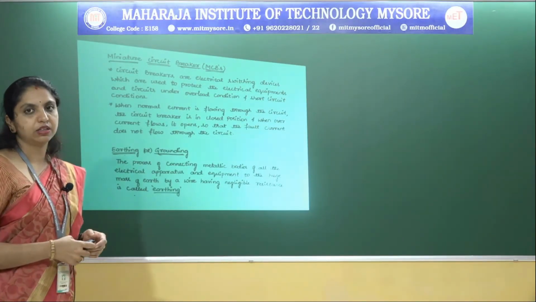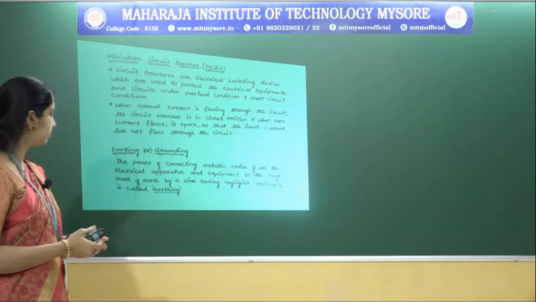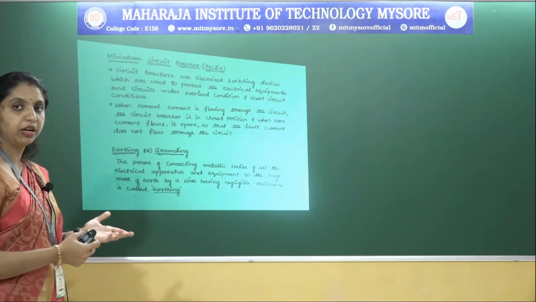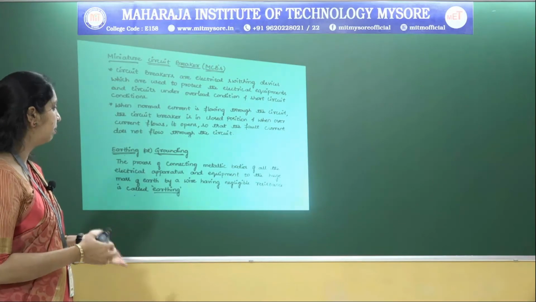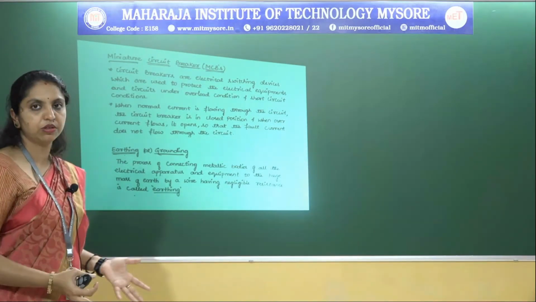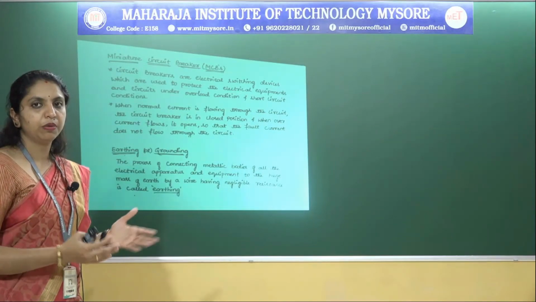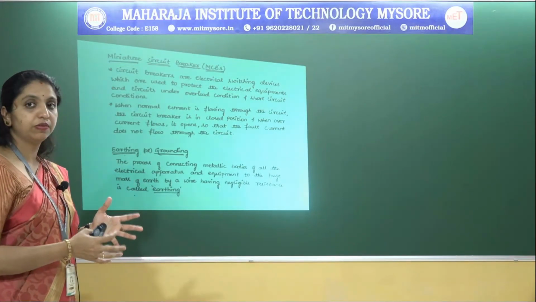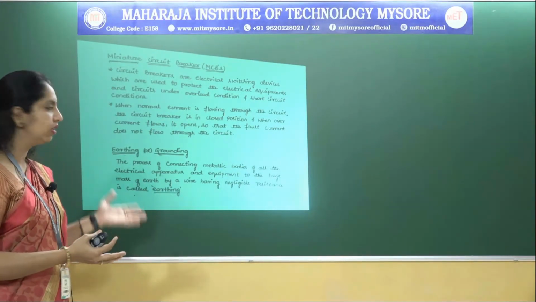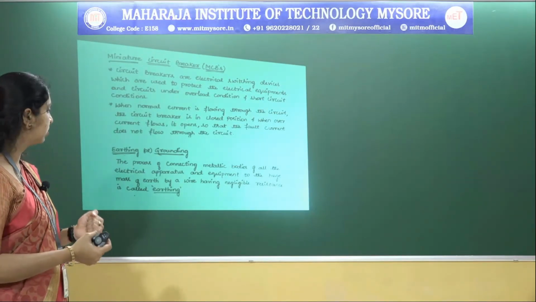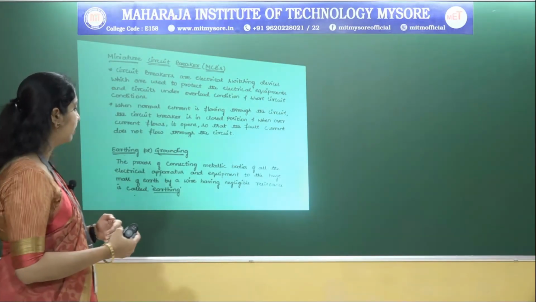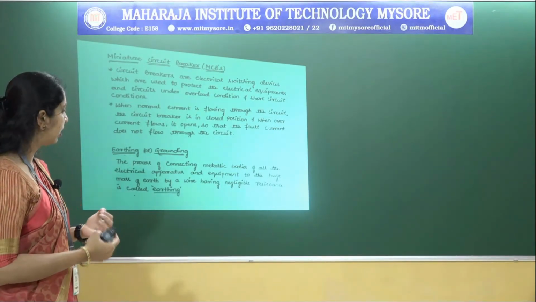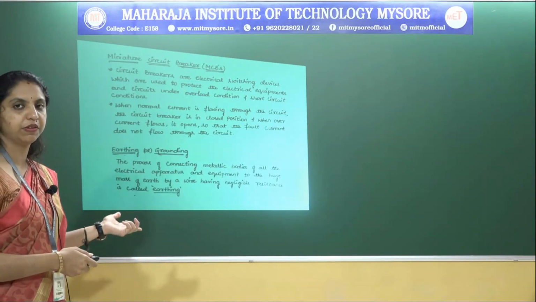And next we have earthing, or we also call it grounding. So what is earthing here? Earthing is the process of connecting metallic bodies of all the electrical apparatus and equipment to the huge mass of earth, right? I hope you have observed how the earthing is done. So the process of connecting the metallic bodies of all the electrical apparatus and equipment to the huge mass of earth by a wire having a negligible resistance. Remember, that is called earthing. So this is the definition of earthing.